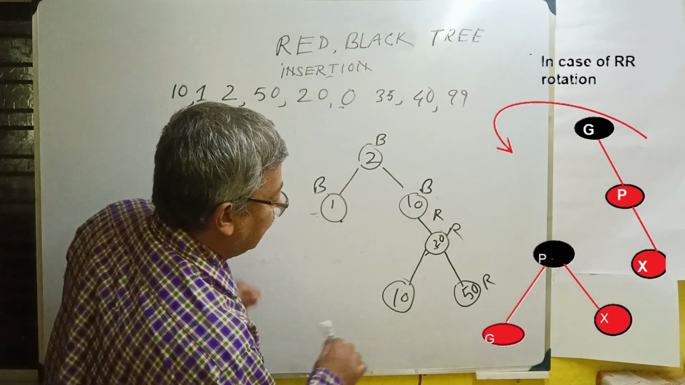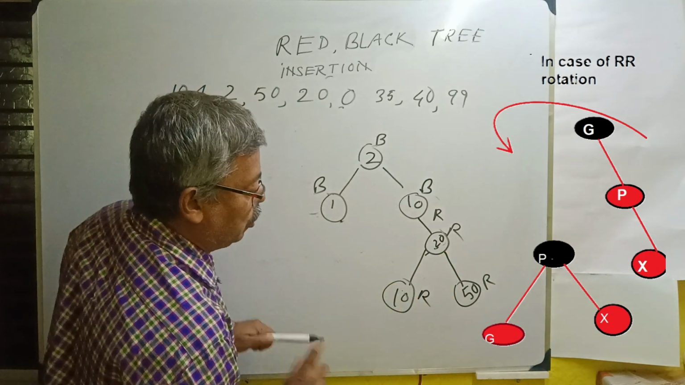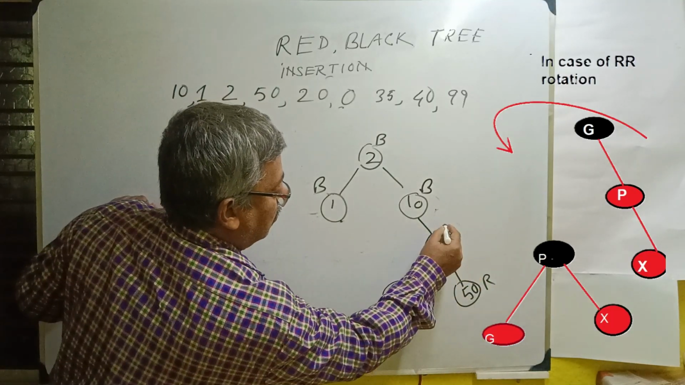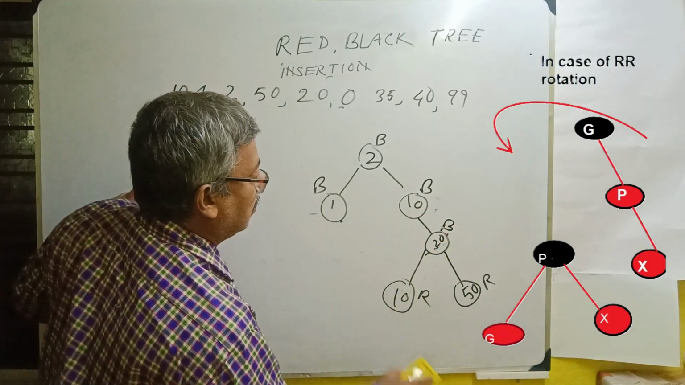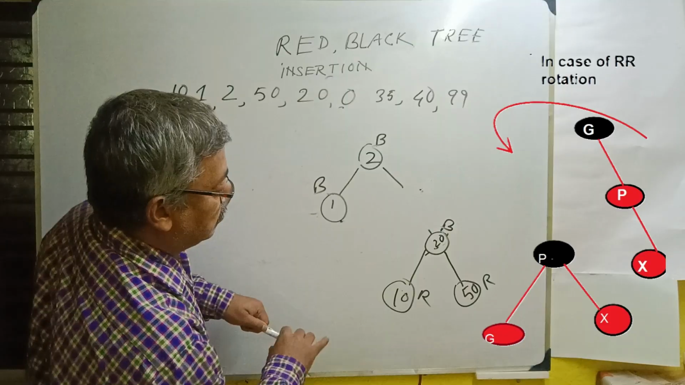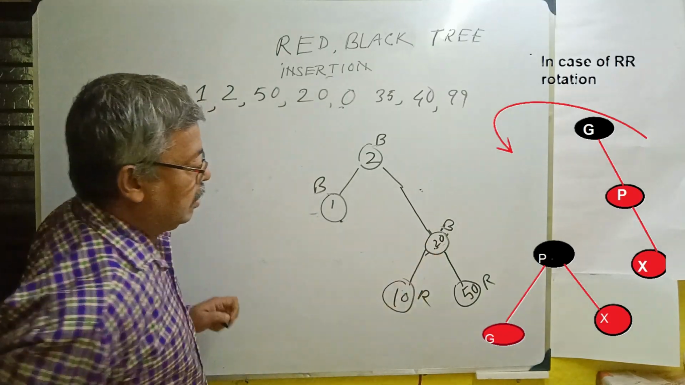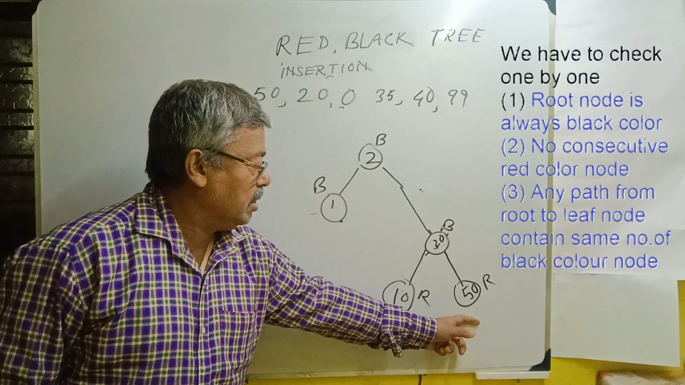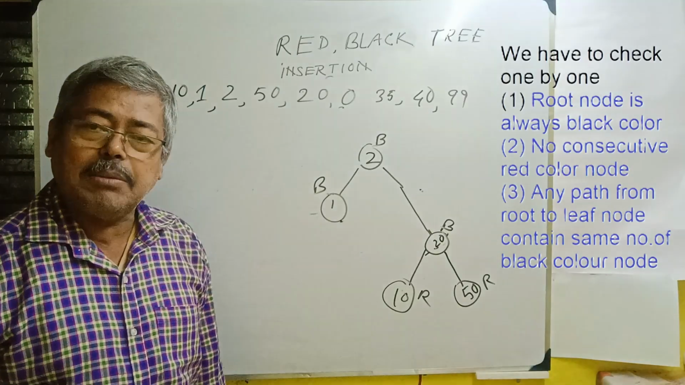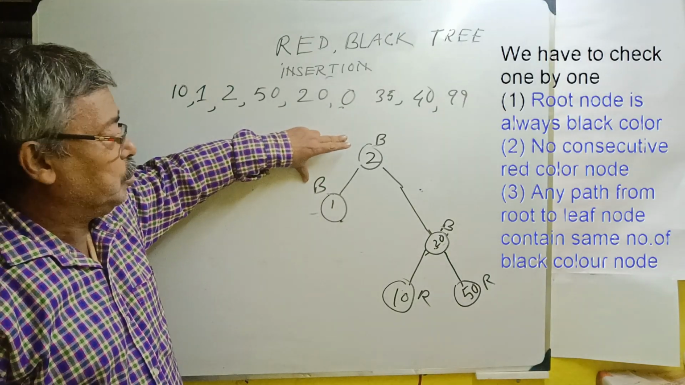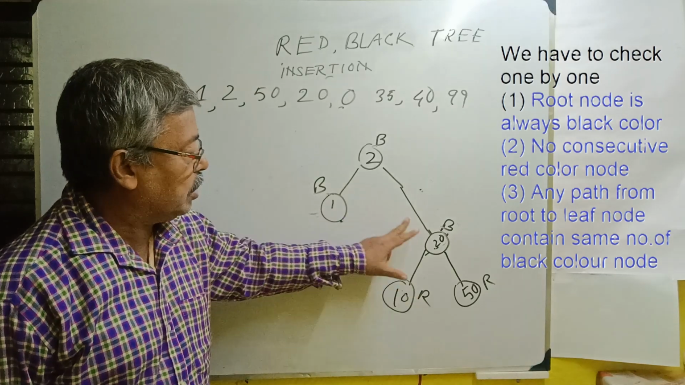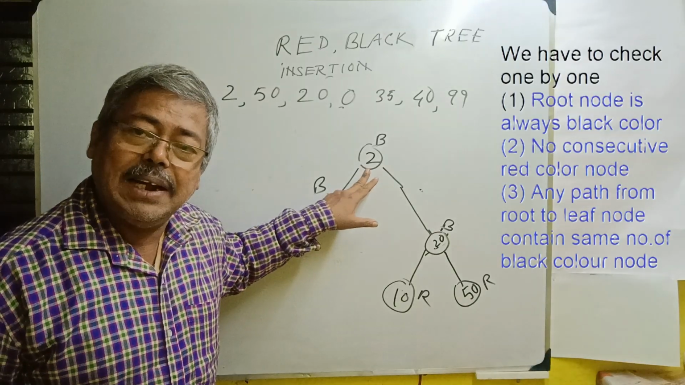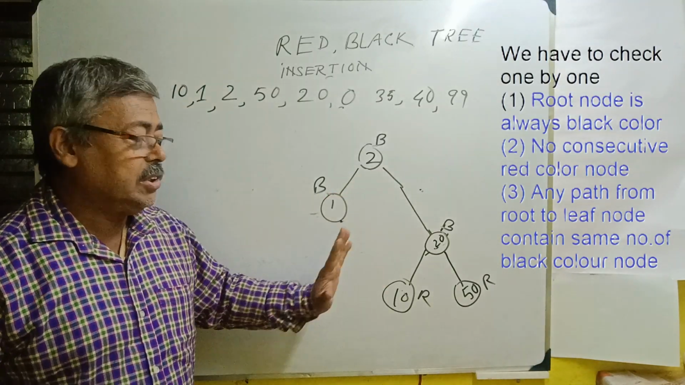10 is black, it will be red. 20 is red, it will be black. Okay. So 20 black, 10 red, 50 red. If we check the factors of the red black tree, this portion contains two black nodes, this portion contains two black nodes, and the root is black. So the condition is fulfilled.